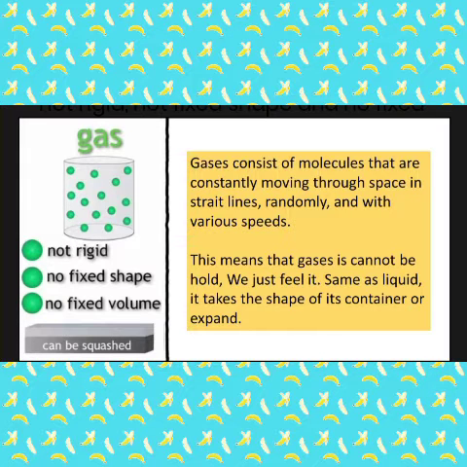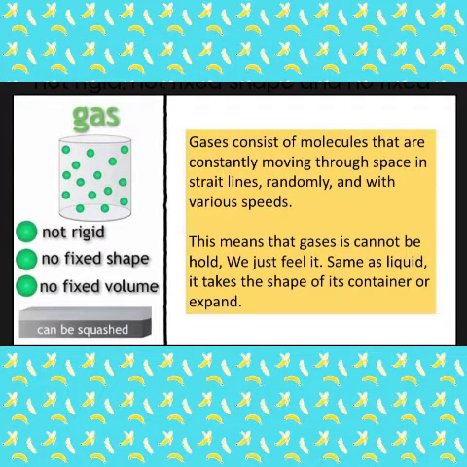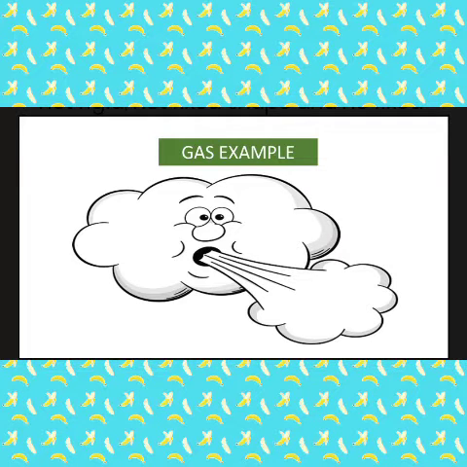Characteristic of a gas. Gases consist of molecules that are constantly moving through space in straight lines, randomly and with various speeds. This means that gases cannot be held. We just feel it. Same as liquid, it takes the shape of its container or it expands. For example, wind.